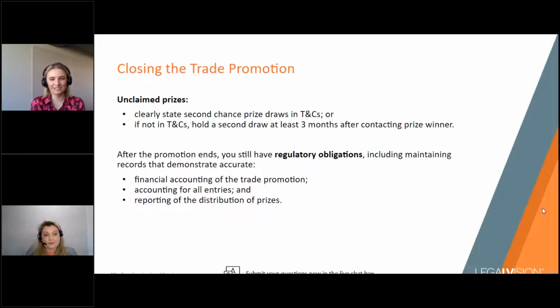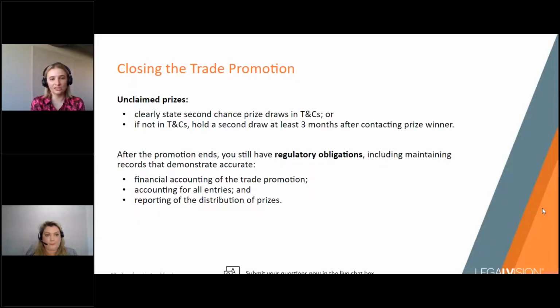Thanks, Beck. So businesses often find themselves with leftover prizes at the end of these trade promotions, and that is where a winner potentially failed to claim their prize or forgot about it, or in some instances they may even be uncontactable. Once you've taken all reasonable steps to contact that winner, our general recommendation is that you wait a period of 3 months before conducting a redraw or a second chance or unclaimed prize draw, as it's sometimes referred to. And this is a great way to redistribute those prizes that are included in the competition.